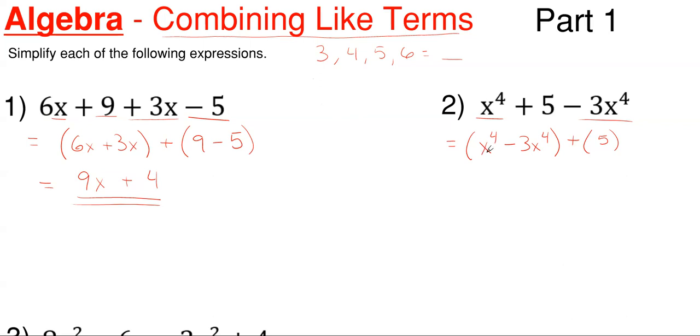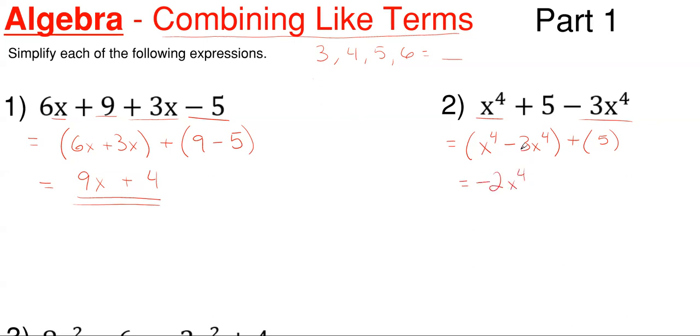So what we have here is 1x to the fourth. Anytime it doesn't have a number with it, it's always going to be 1. So it's 1x to the fourth minus 3x to the fourth. So it's like I have one of these, and I'm taking away 3 of them. So 1 minus 3 gives me minus 2x to the fourth.